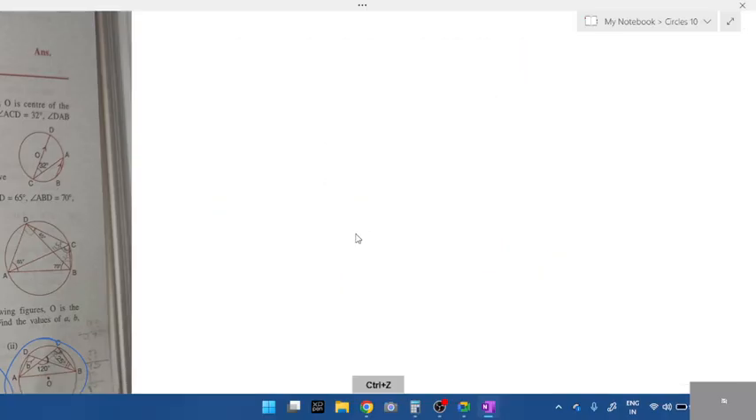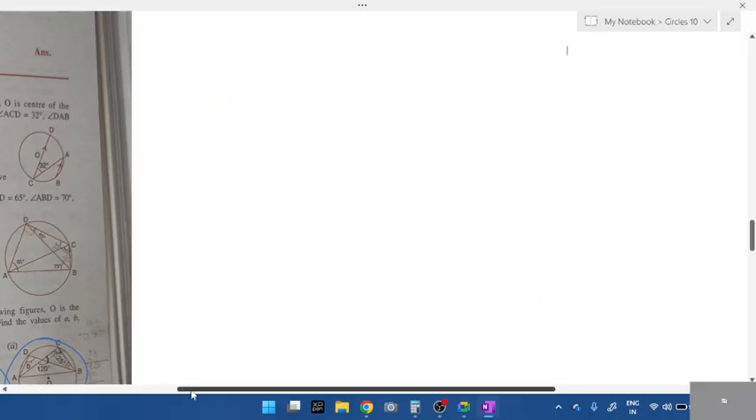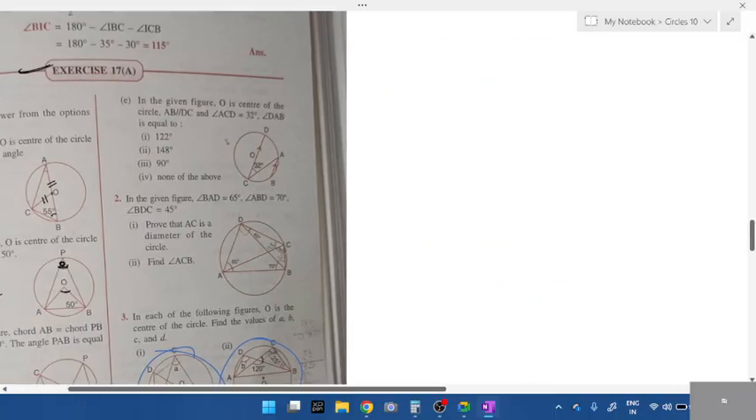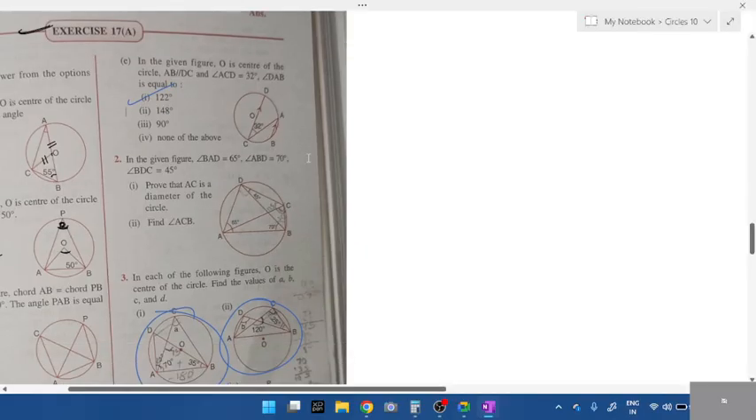Shall we do the next one? 90 plus 32 is 122. Angle is 122 degrees. You'll get such questions for the board exam. Second main is important. Proving questions you all don't have. Did ma'am tell you all?